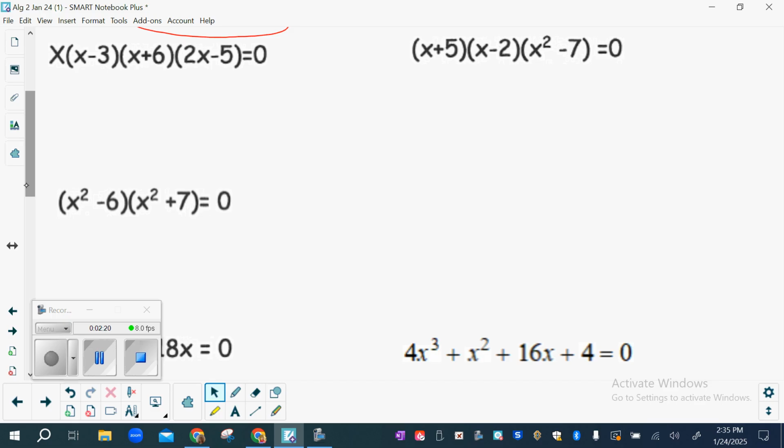So what do we do on this one? Same thing. Yes, we're going to do the same thing. We're going to set x equal to 0. X minus 3 equal to 0. X plus 6 equal to 0. And 2x minus 5 equal to 0. So, do I need to do anything? No. Already solved for us. So this gives us x equals.